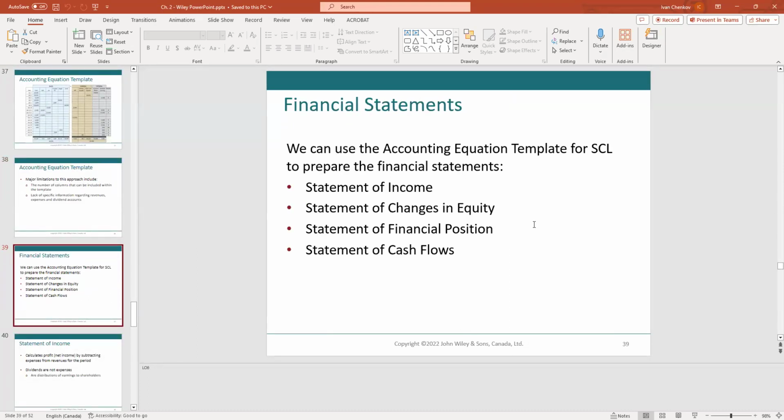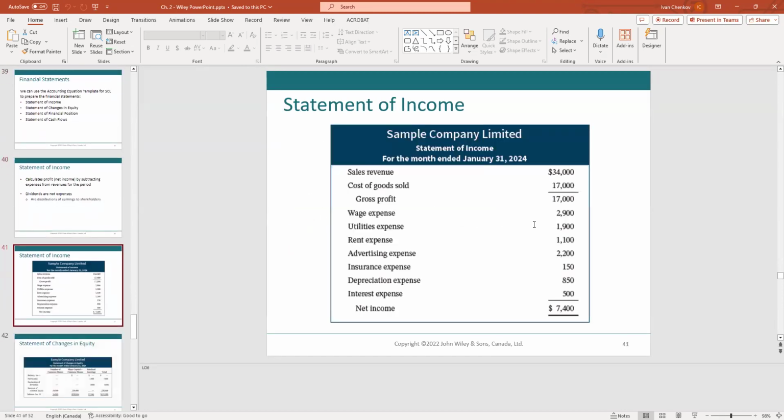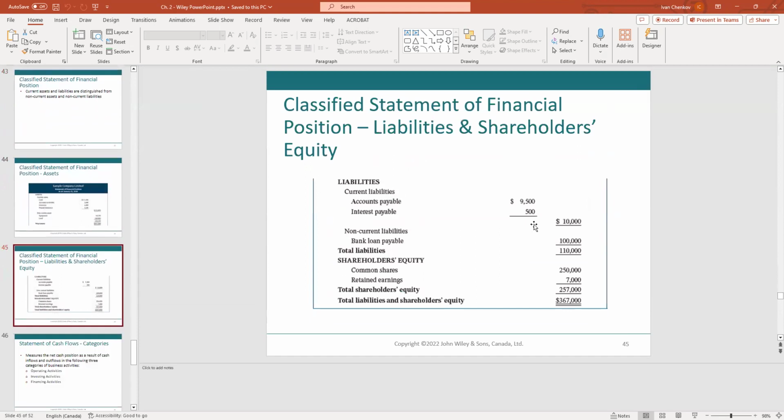After we prepare this Excel spreadsheet, we can prepare the statement of income, because we can easily see the revenue and expenses. Then we can prepare the statement of changes in equity, because we can easily see how much the retained earnings went up from income and the dividends that we paid. Then we can prepare the statement of financial position, which is the balance sheet, assets equal to liabilities and equity. And the last thing we can do is the statement of cash flows. We're going to prepare all those statements in class.